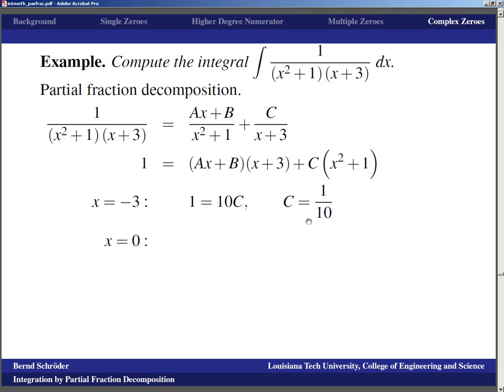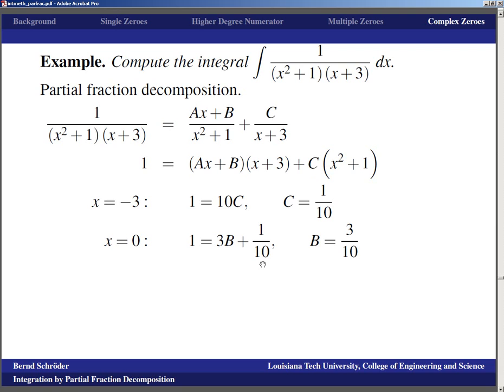When you plug in x equals 0, you get the a to go away. You keep the c, but we already know what c is, right? So we get 1 equals a times 0 is gone, so b times 0 plus 3, b times 3, 3b, plus, and then 0 plus 1 is 1, so it's 1 times c, which is 1/10. And so that means that 3b is 9/10 and b is 3/10, yes?